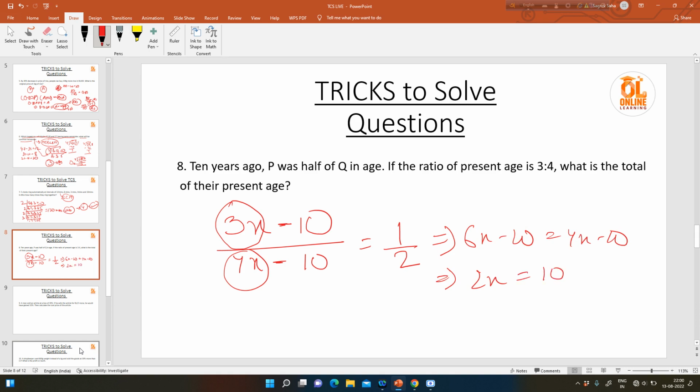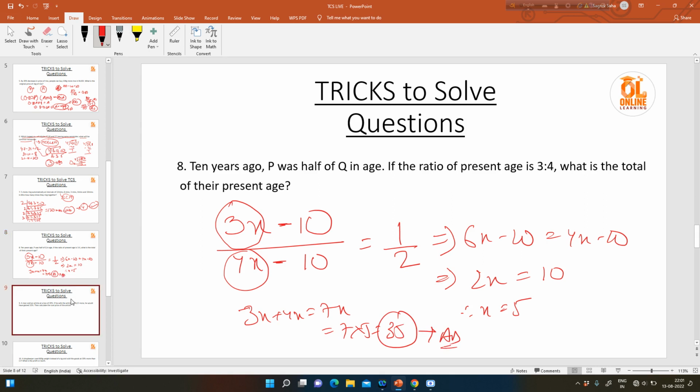2x is equal to 10, right? Therefore x would be equal to 5. So what is the total of the present age? The total of the present age is 3x plus 4x, that is 7x. So the total would be 7 into 5, that is 35, your answer. Just read the question properly and you can get the solution on how to do it.